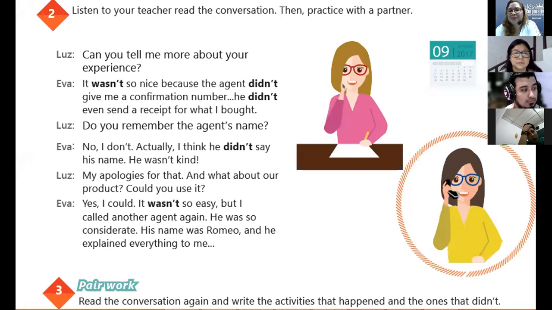Can you tell me more about your experience? It wasn't so nice because the agent didn't give me a confirmation number. He didn't even send a receipt for what I bought. Do you remember the agent's name? No, I don't. Actually, I think he didn't say his name. He wasn't kind. My apologies for that. And what about our product? Could you use it? Yes, I could. It wasn't so easy, but I called another agent again. He was so considerate. His name was Romeo, and he explained everything to me.